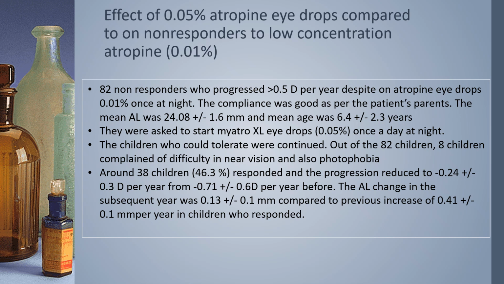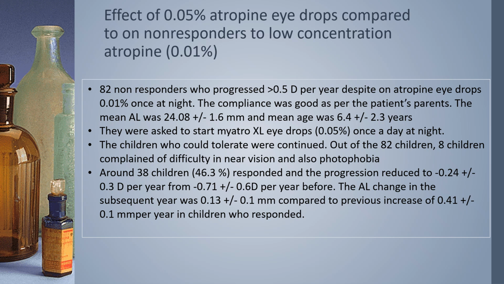Especially because they complain of difficulty in near vision and photophobia. But we had a very good response in these non-responders: almost 46.3% of patients, or children, responded to 0.05%, and the progression reduced to 0.024 per year compared to 0.71 diopter before that, and the axial length change also reduced quite significantly per year. So this was just to highlight the importance of putting atropine 0.01% drop twice a day, or changing them to 0.05% eye drops, or increasing the concentration of eye drops.